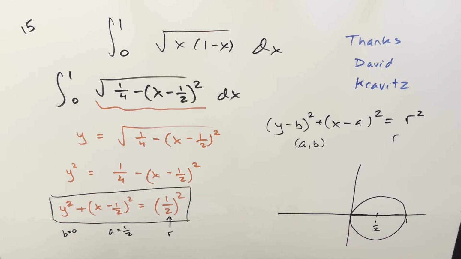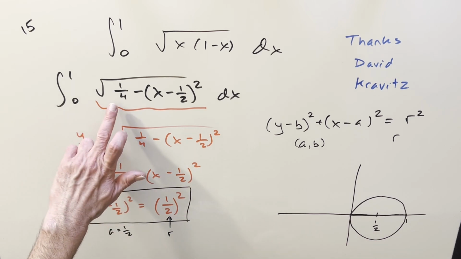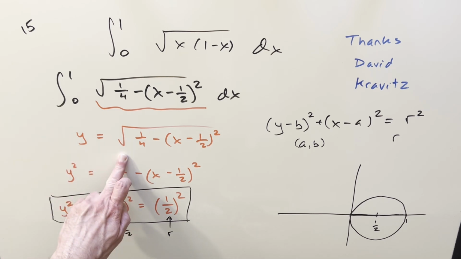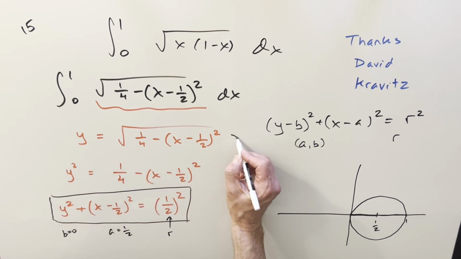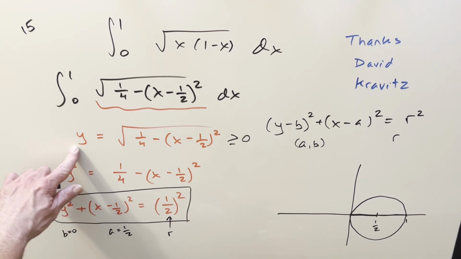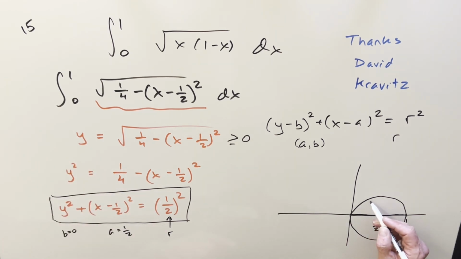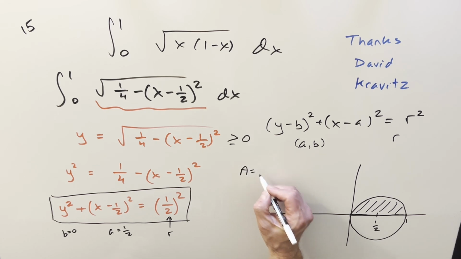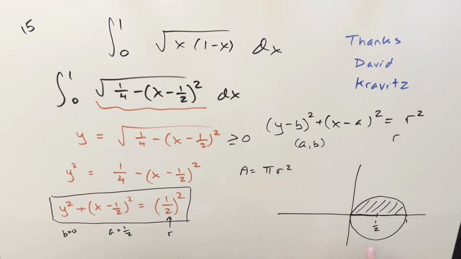One thing we have to consider is that the square root is always positive, so this value is always going to be greater than or equal to 0. If our y value is always positive, we only want the area up here and not any of the negative values. The area of the circle is really easy to calculate: area is just pi r squared. The only thing is we only want half of a circle, so what we want is pi r squared over 2. And we know our radius is 1/2, so we can just plug in and get a solution.